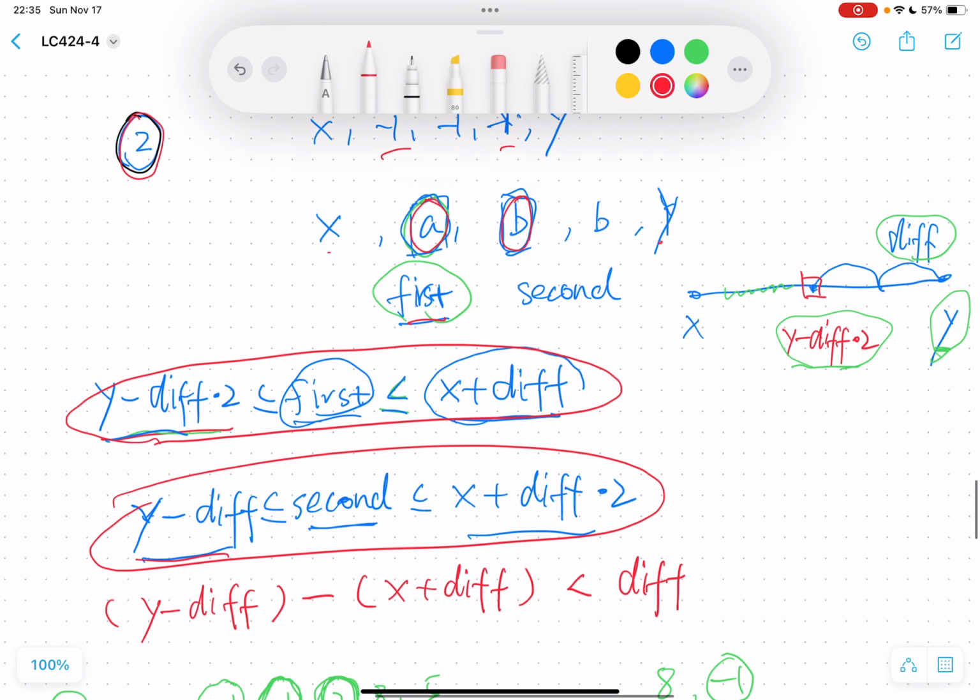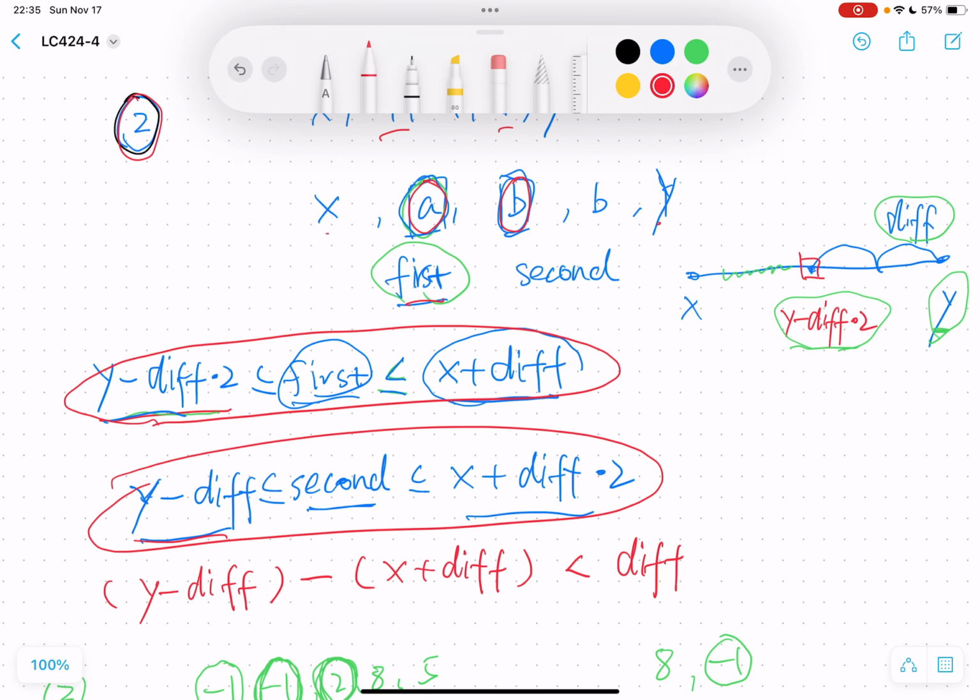Because we must ensure the difference between A and B should be less than the specific difference. Okay, this is the detail we need to check out. Yeah.